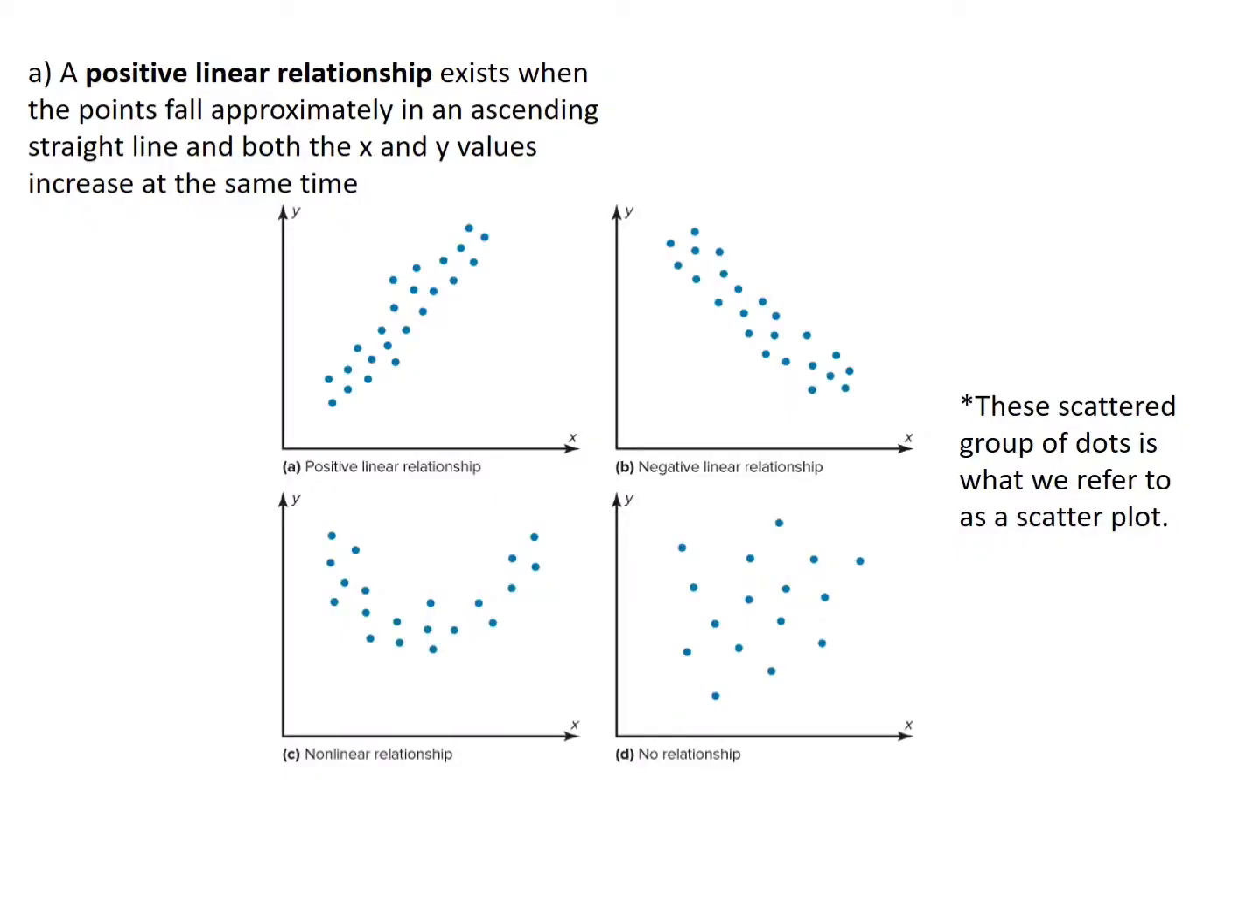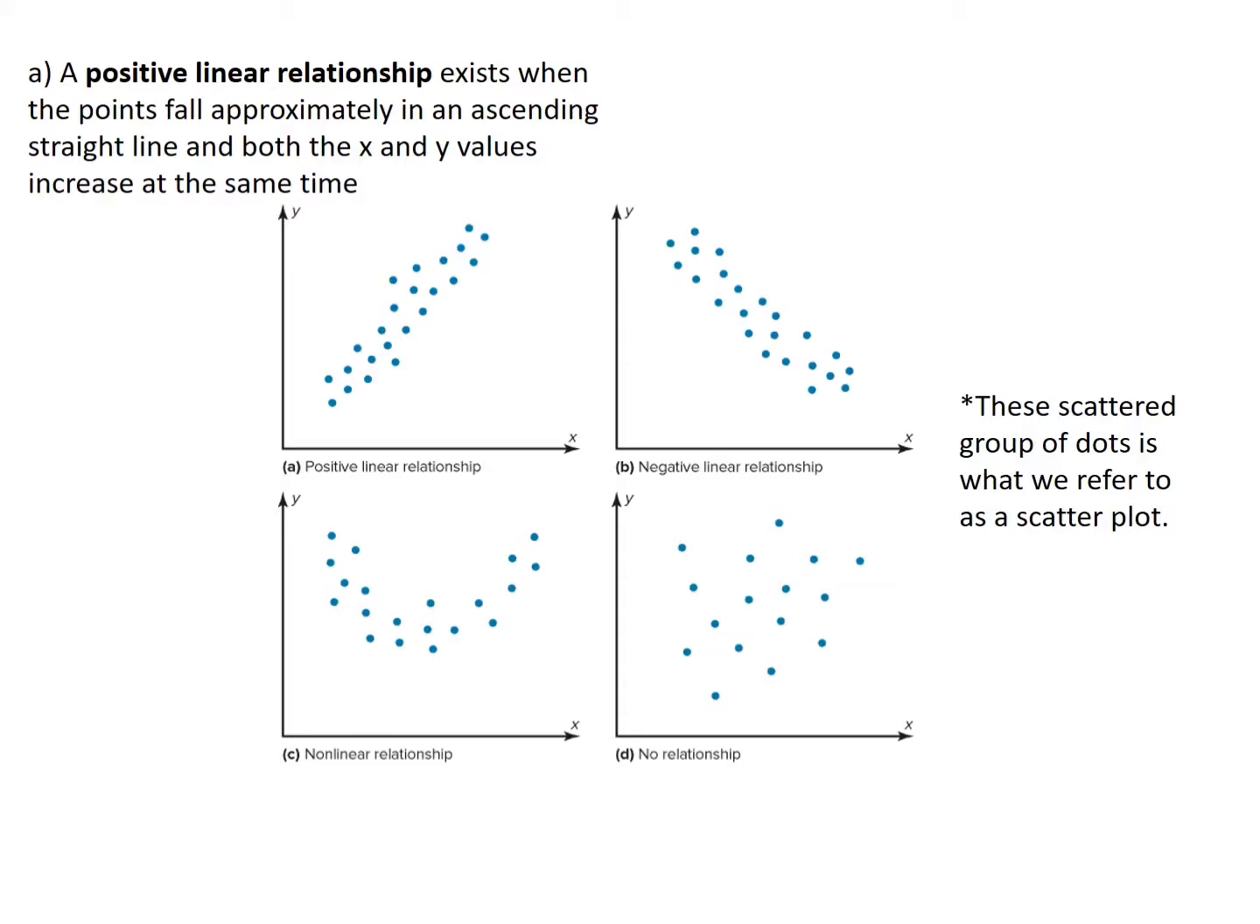So, a positive linear relationship exists when the points fall approximately in an ascending straight line and both x and y values increase at the same time. So if you look at graph A, positive linear relationship. So again, these plots here that you see in front of you, these are what we call a scatter plot. So it's just a bunch of scattered points.